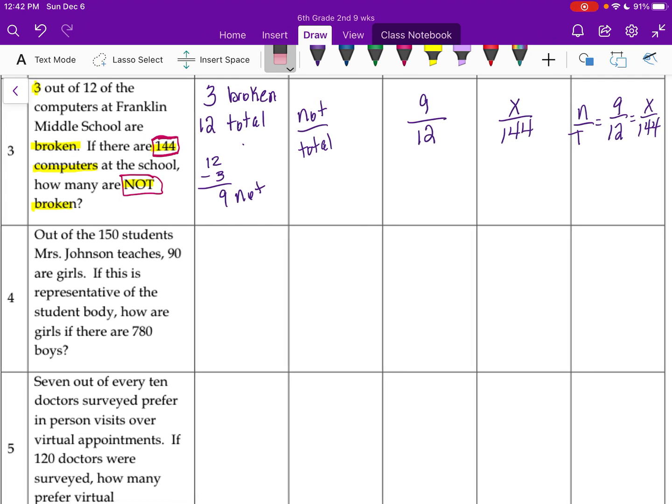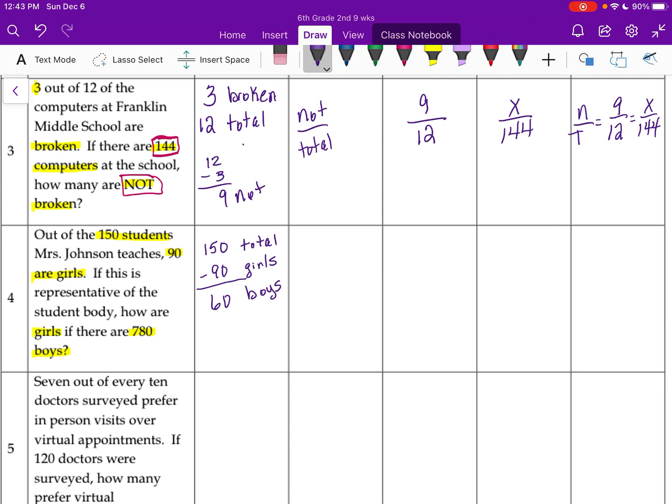Okay, so let's look at the information they give us. So it's 150 students, 90 are girls. How many are girls if there are 780 boys? So what's 150? Is it the number of boys? Is it the number of girls? Or is it the total? It's the total. And 90 girls. So to figure out the number of boys, what would we do? Yep, we would subtract. So 150 minus 90 is 60 boys. So there's 60 boys.